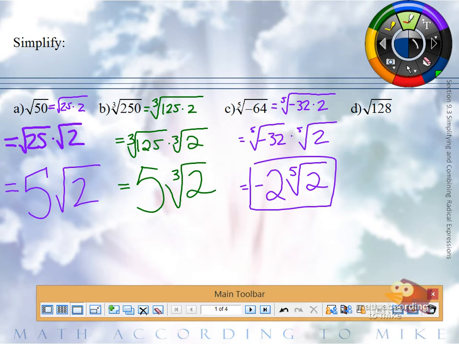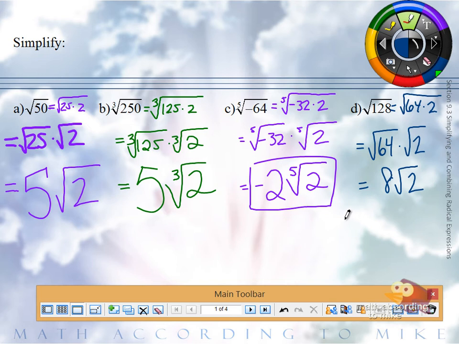What's the largest perfect square in this case that goes into 128? 16? Does 16 go into 128? But there is a bigger one. I think I'm hearing it. 64. Pick the biggest one. 64 times 2. How boring. They're not always going to be 2s, everyone. Eight square roots of 2.